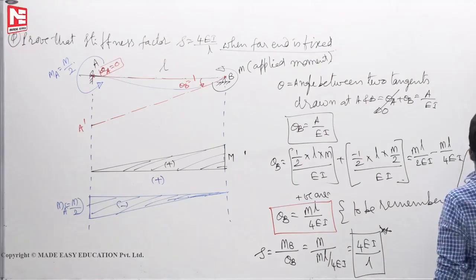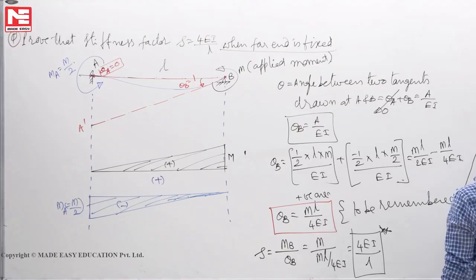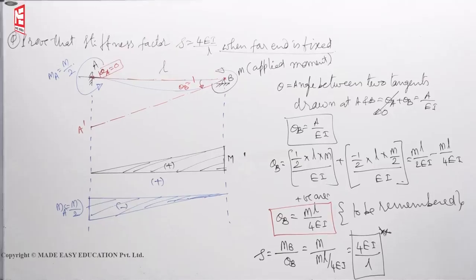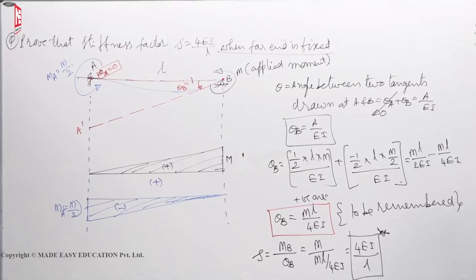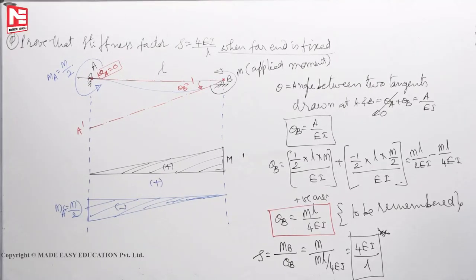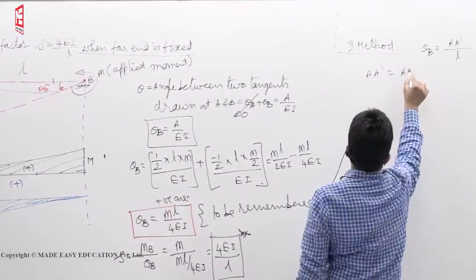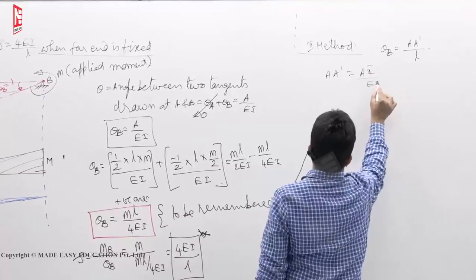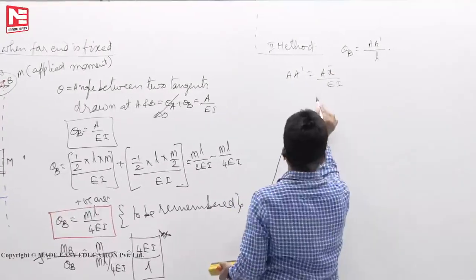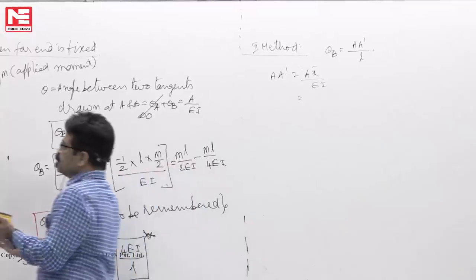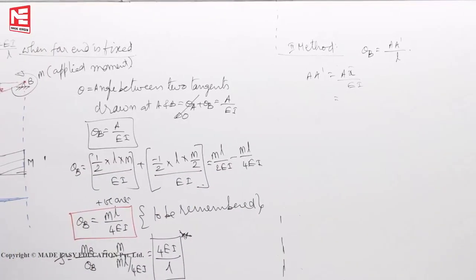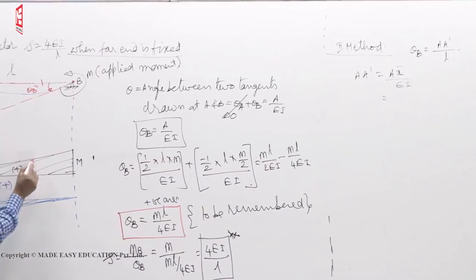Second method, theta B is nothing but A dash by L. A dash means A x bar by EI. Because you are finding A dash, area into x bar, you have to measure from here.